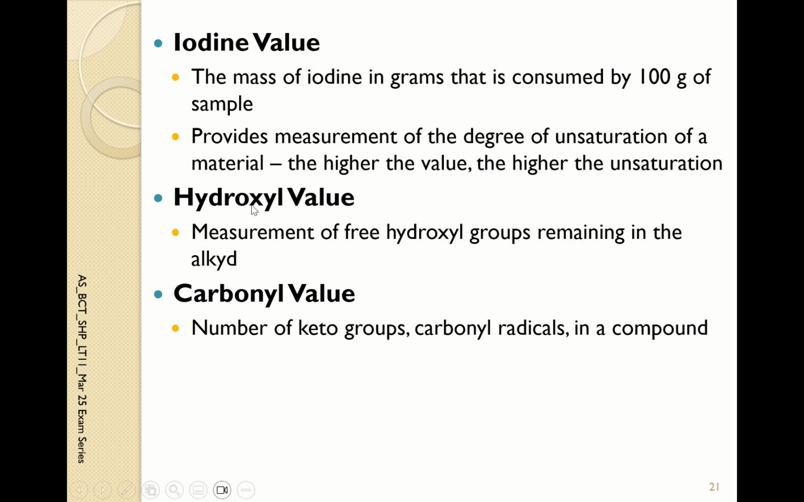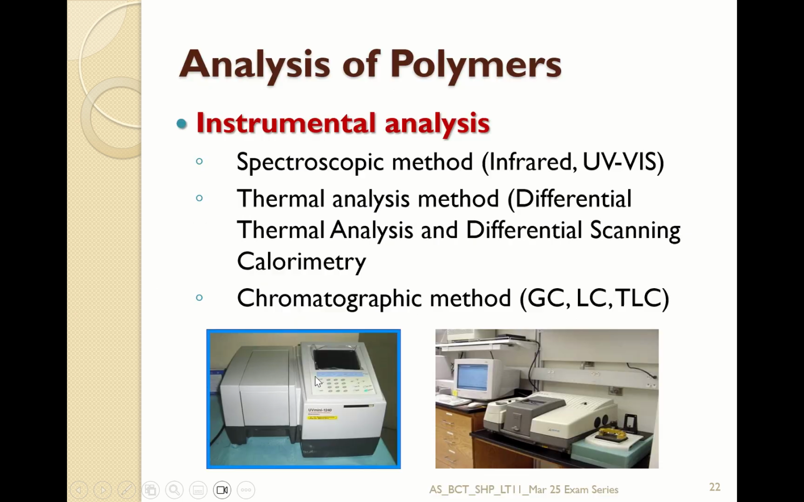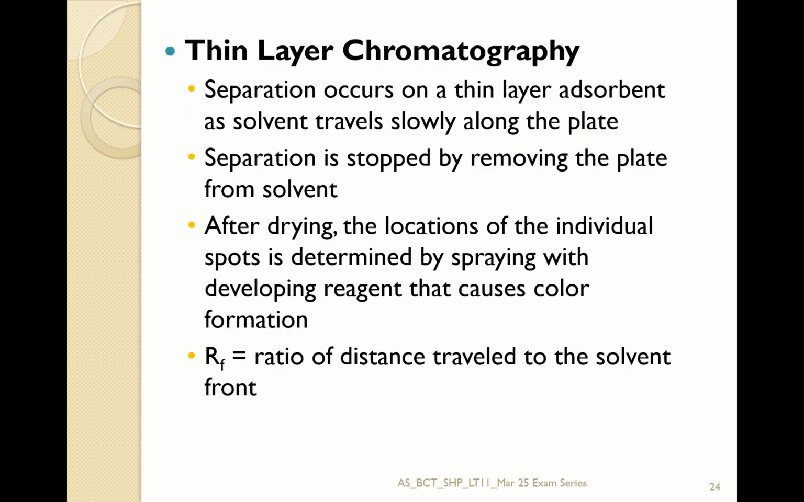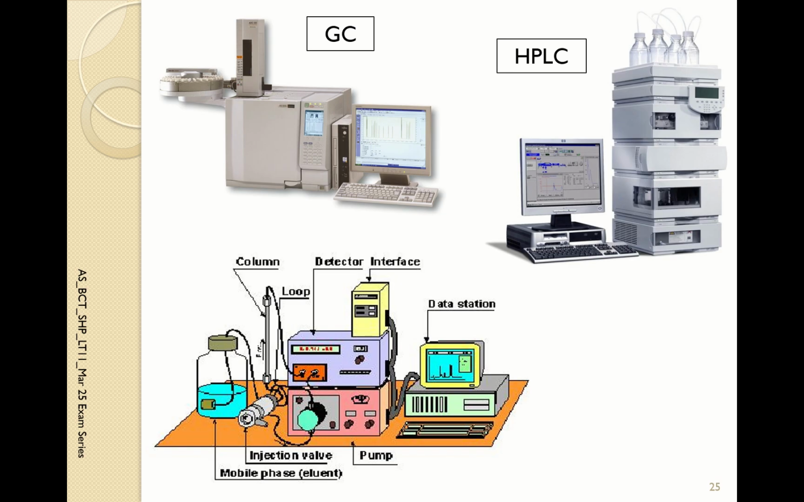Okay, same thing for the OH group. You should not have an OH group inside there, because the OH group is important in the condensation reaction to form water. If you still have hydroxyl value, it means it's not fully reacted. Carbonyl is C double bond O. And these are some of the equipment used: infrared, UV-vis, chromatography, thin layer chromatography. I think you will learn this in your final year, I believe.